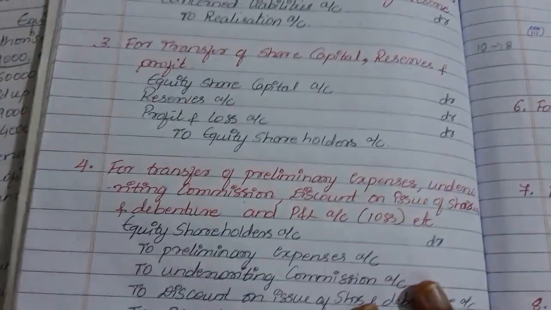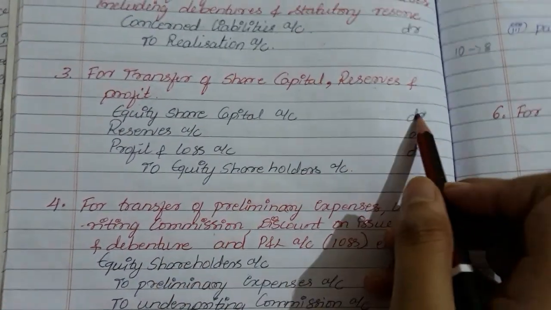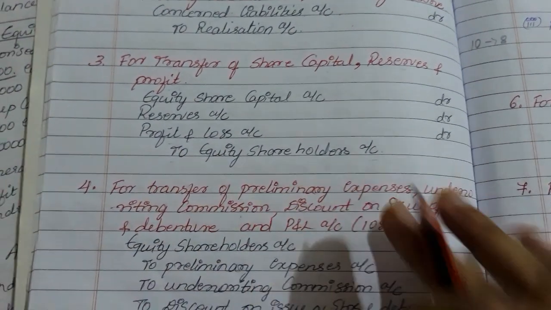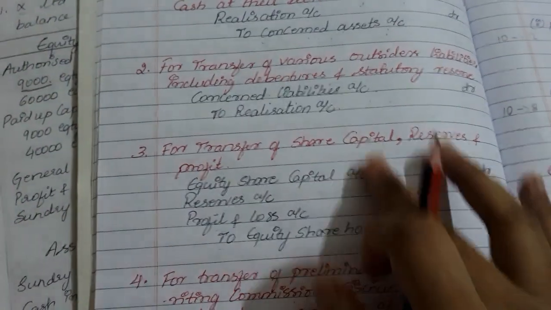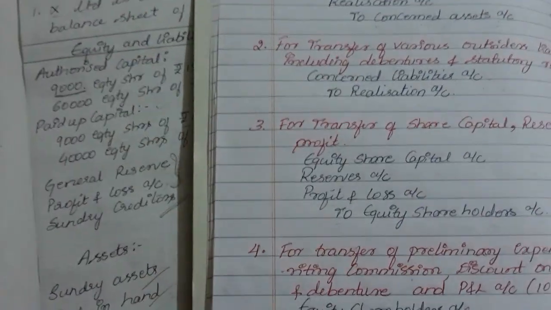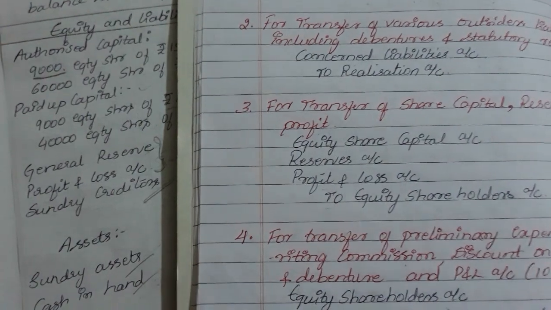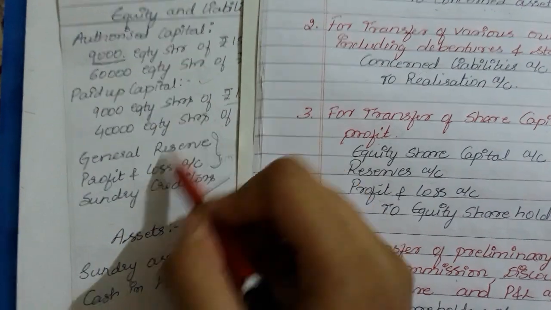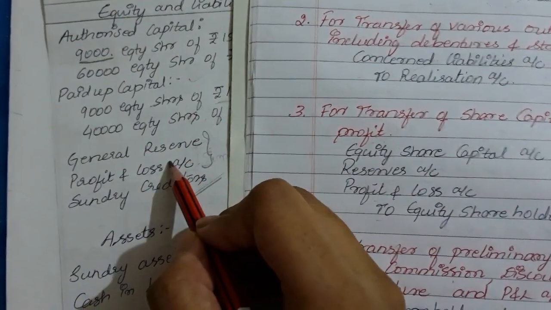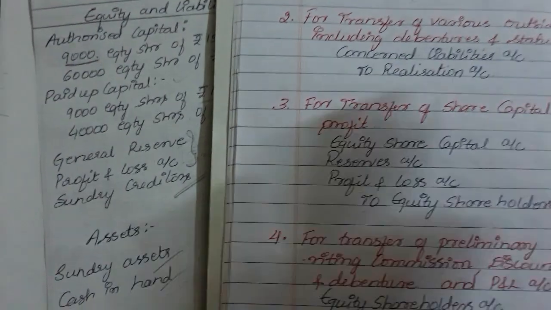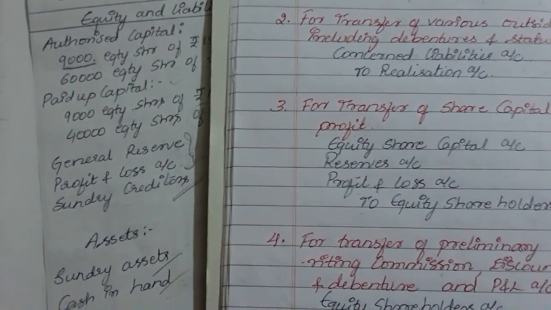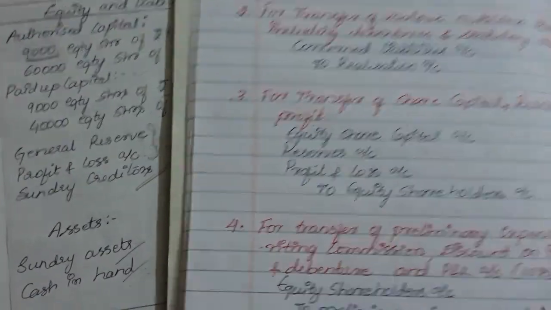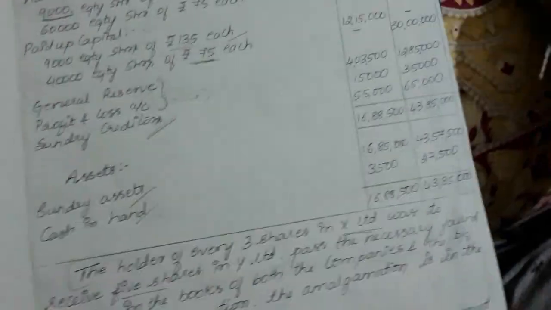How do we transfer that? What is the entry? Equity share capital account, reserves account, profit and loss account debit to equity shareholders account. If you don't remember this, you can understand it simply. Liabilities always have credit balances, so we debit them. We have equity shares, so we debit. We have reserves and surplus, so we debit. We have profit and loss, so we debit. For whom are we debiting? For equity shareholders, so the credit goes to them. This is the entry we need to pass now.